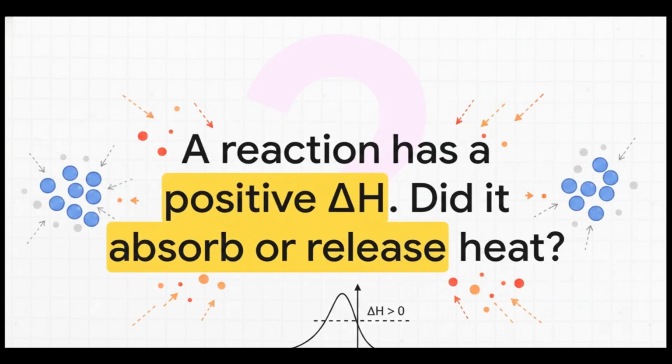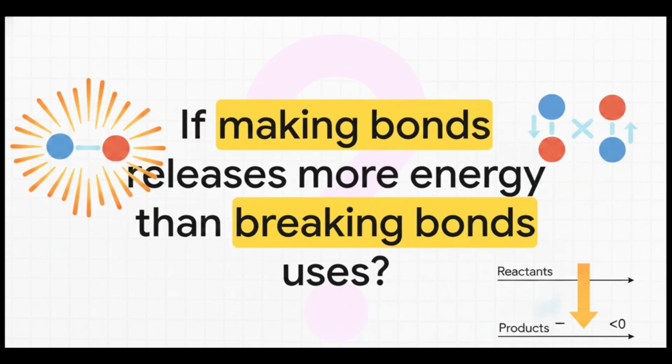Question 2 for you. A reaction has a positive delta H value. What does that tell us? If delta H is positive, that means the system has gained energy, so it must have absorbed heat from the surroundings, which makes it an endothermic reaction. Last one. Let's say you get more energy out when you make the new bonds than you had to put in to break the old ones. What's the bottom line? Well, if more energy is released than absorbed, there's a net release of energy. That means the reaction is exothermic, and its overall enthalpy change is negative.